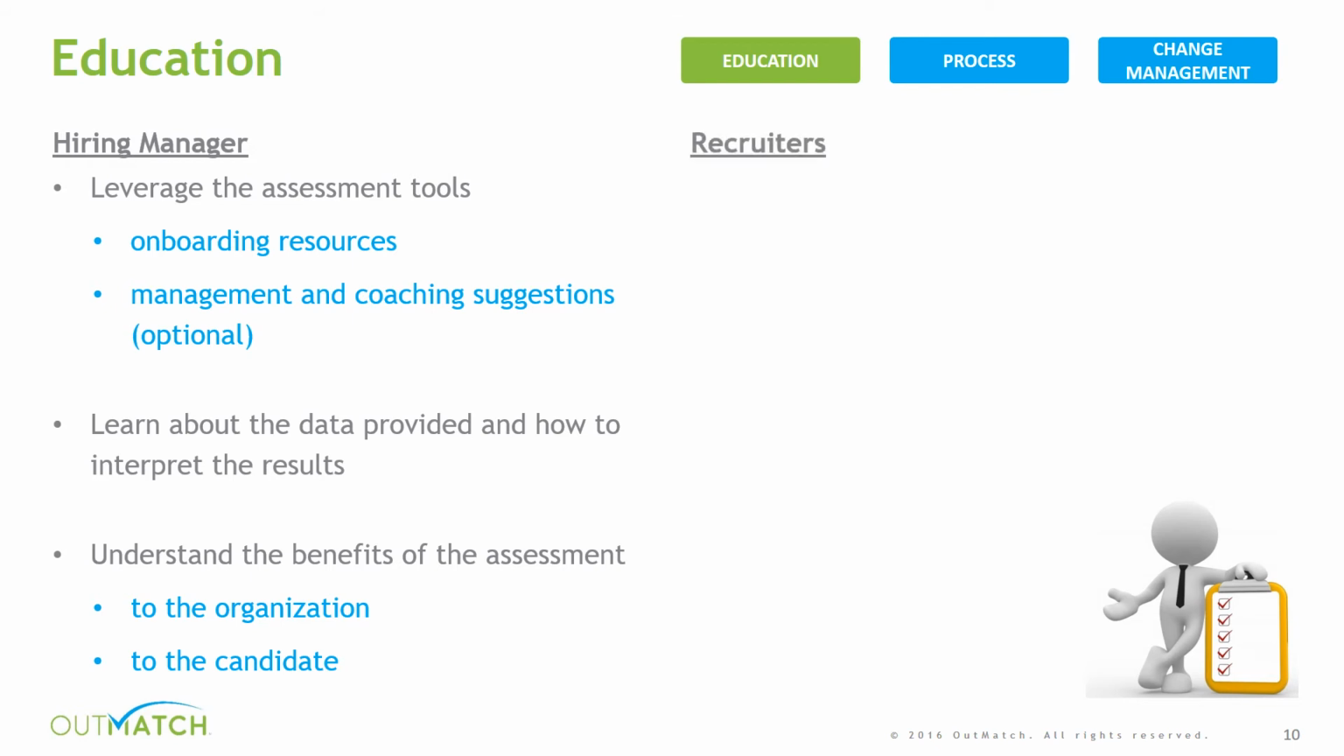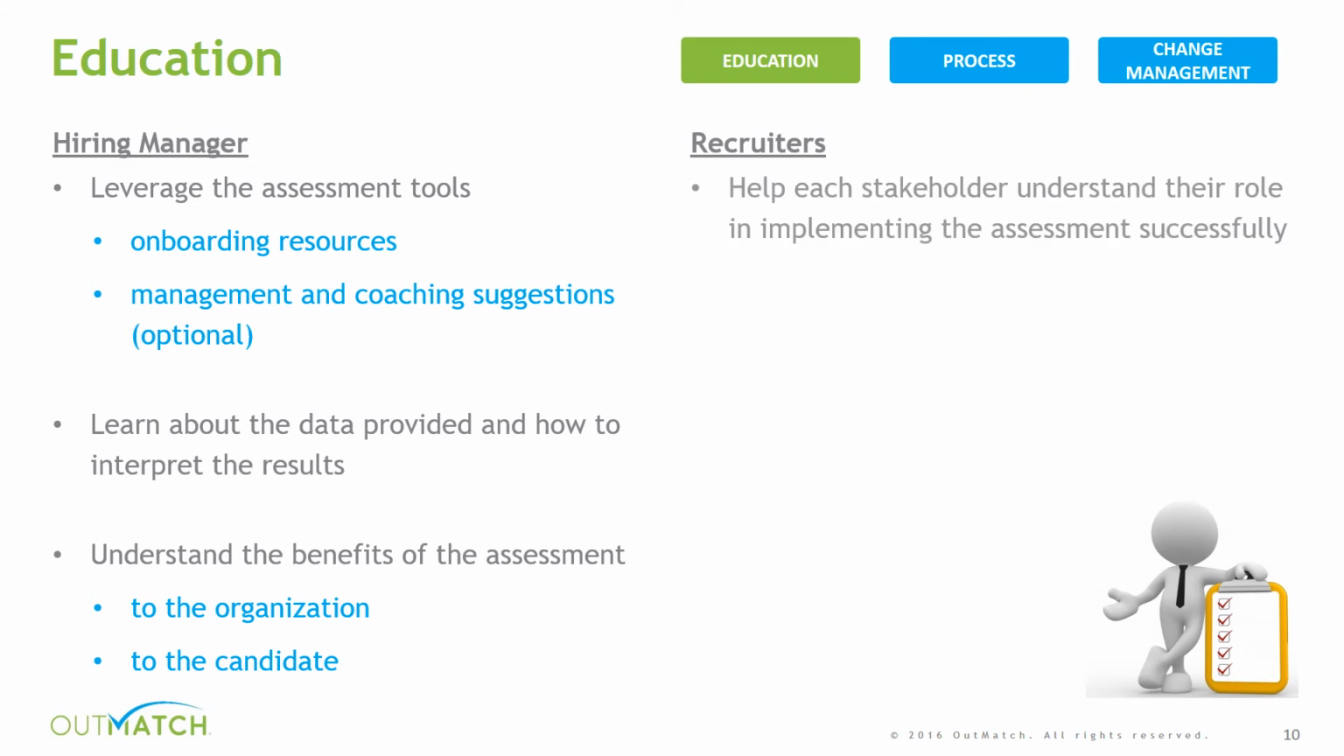For recruiters, education should include things such as helping each stakeholder understand their role in the implementation and rollout of the assessment. Additionally, they will need to provide flexible and ongoing training opportunities. Some users will be faster to adopt than others, so offering training opportunities on an ongoing basis will be critical.